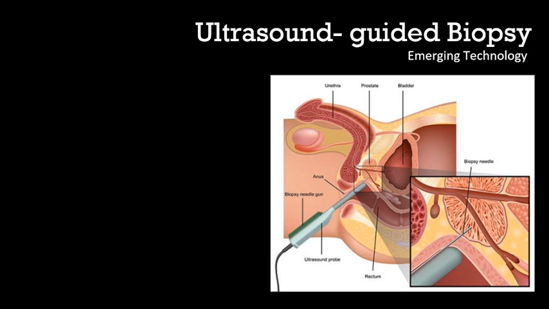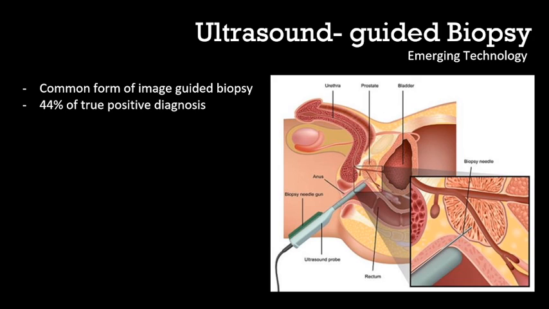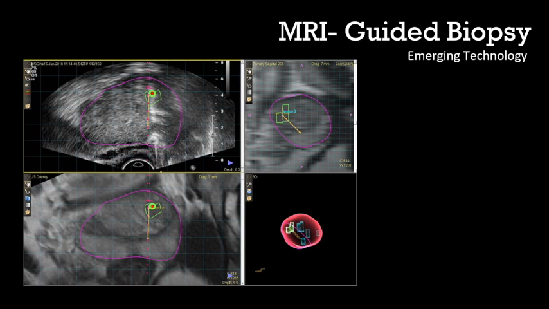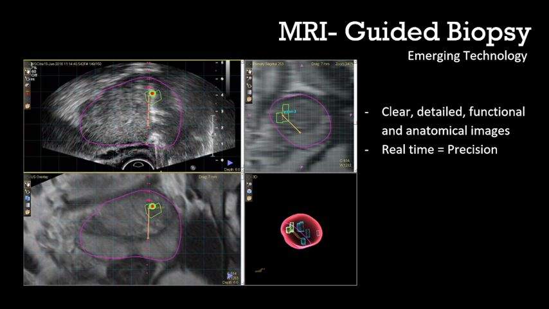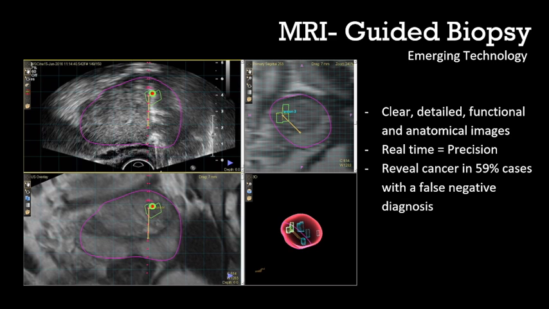therapy can be delivered. Ultrasound-guided biopsy is the most common form of image-guided biopsy, and biopsies are the main way of distinguishing prostate pathologies. However, transrectal biopsies have a 44% rate of true positive diagnosis and a 30% rate of false negative diagnosis. An alternative to this is real-time MRI-guided biopsy. This uses the clear, detailed, functional and anatomical images from MRI in real time and allows for precise biopsies. Studies show that this method can reveal whether a person has prostate cancer in 59% of cases where the patient has already been given a false negative diagnosis.